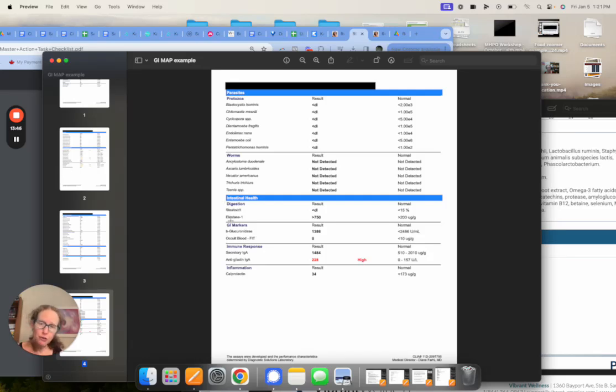Elastase is a very general marker for digestion in general, protein and carbohydrate digestion. We want that nice and robust in a child. We want that right here where it is. 750 is great for a kid. Even though the reference range is over 200, that would be pretty low in a child. Beta-glucuronidase is a marker reflective of liver health and detoxification.